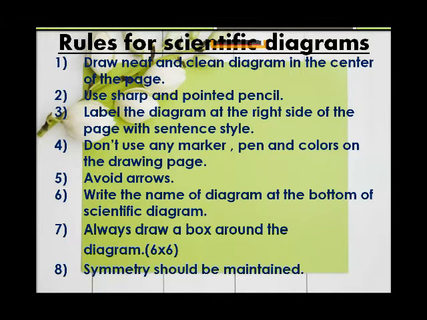okay? Write the name of the diagram at the bottom of the scientific diagram. It means when you complete your diagram and label it, at the bottom of your page you will write the name of the diagram, which type of diagram you have drawn. Just like if you make a scientific diagram, the internal structure of the eye, or the digestive system, when you complete your diagram, at the bottom you will write the name of the diagram, okay? Now, always draw a box around the diagram, 6 by 6.